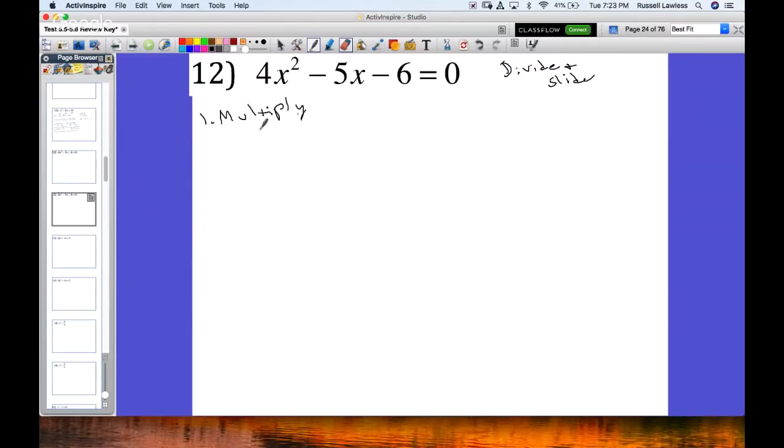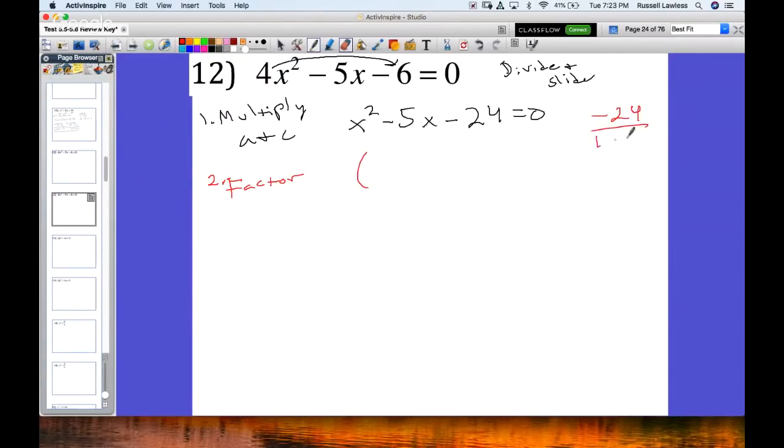multiply A and C. So you're going to do 4 times 6 to get x squared minus 5x minus 24 is equal to 0. The second thing that you're going to do for divide and slide is factor. So that means I'm going to look at negative 24, look at the factors of negative 24, which are 1 and 24, 2 and 12, 3 and 8, 4 and 6, and so on. Well, I see I need to add to negative 5 that multiplies to negative 24.